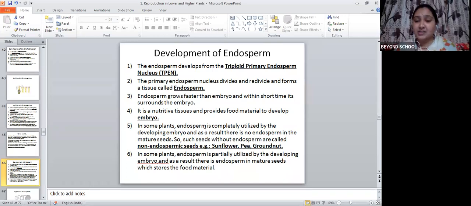Why is it not present in some of the plants? Because this endosperm is not present. Why is it not present? Because the embryo sac which has been present has been fully utilized by the endosperm.